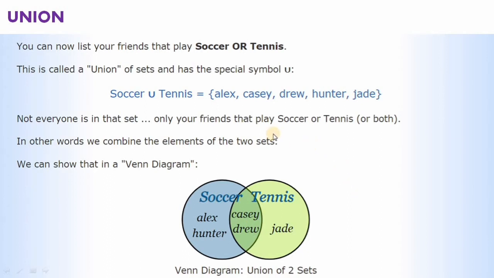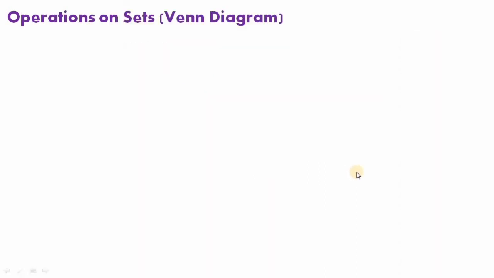Now we have understood using the story. Now let's see how we define union in mathematics. So operations on sets, that is the Venn diagram, is my topic, and the first topic that we learned is union. Union is represented in this way.